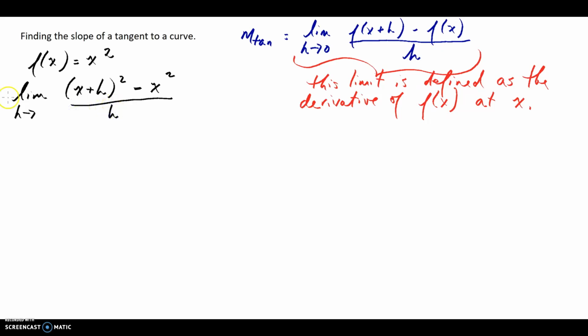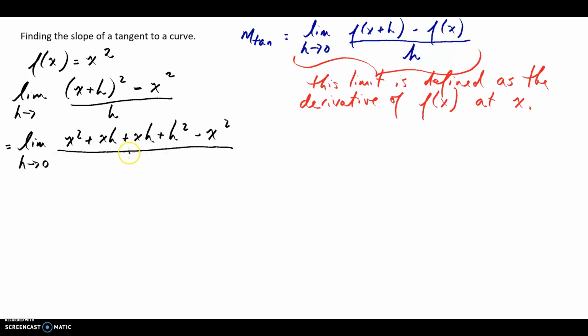Now let's work this out. We need to find the limit as h goes to 0. (x plus h) squared, well, that is x squared plus xh plus xh plus h squared, minus x squared, all over h.